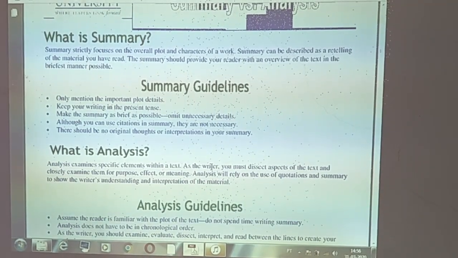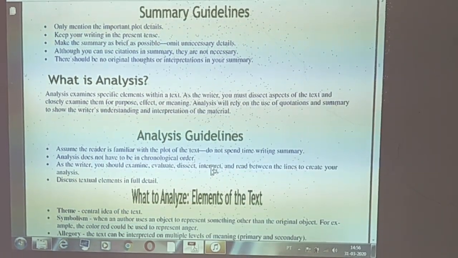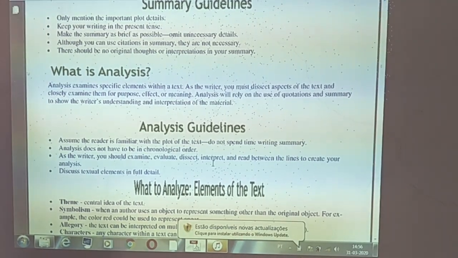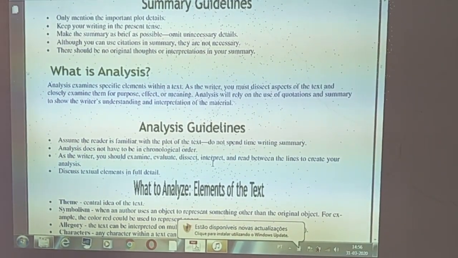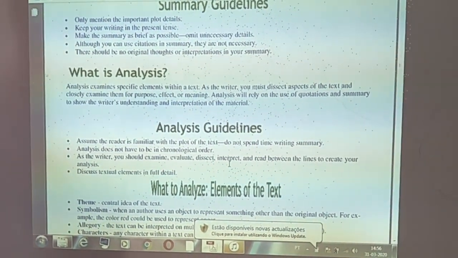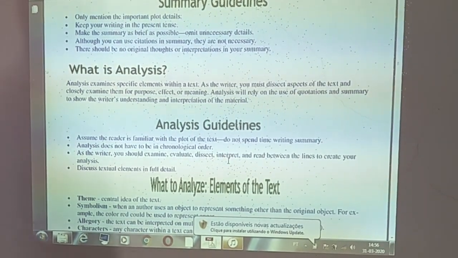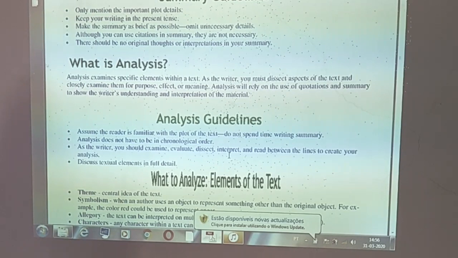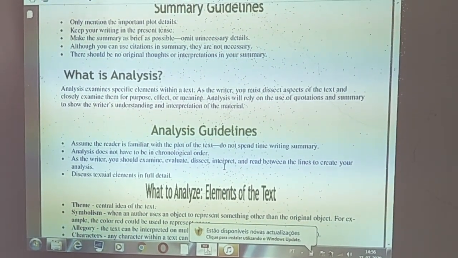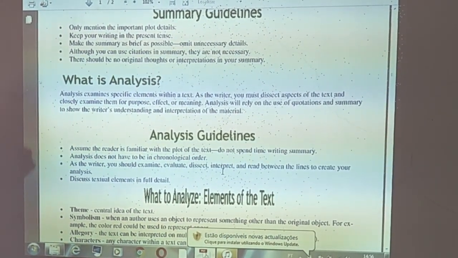All right? So our next topic is analysis, all right? As you might see, analysis examines specific elements within the text. Analysis examines specific elements within a text. Specific elements. Keep that in mind. So the key expression here is specific elements. So you have to choose specific elements.